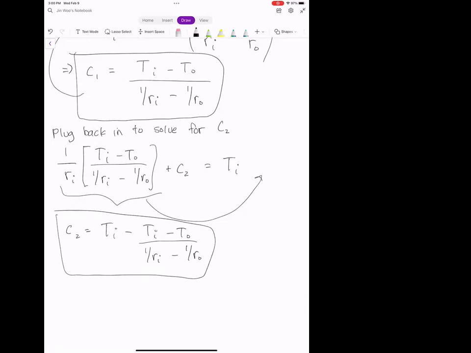Oh, excuse me, sorry. I forgot to multiply this Ri through here. If we multiply this Ri through the denominator, then we have Ri over Ri, which is just going to be 1. So this first term here is just 1, and the second term here is going to be Ri over Ro.